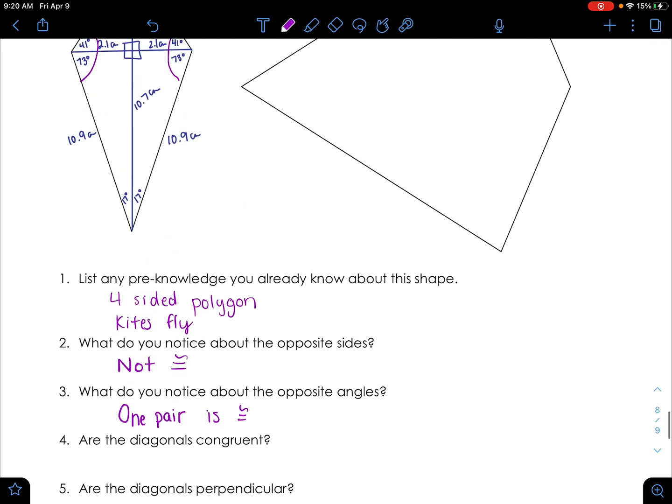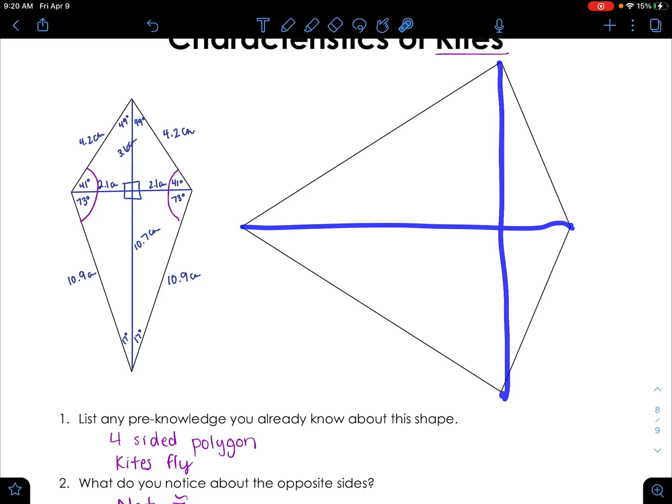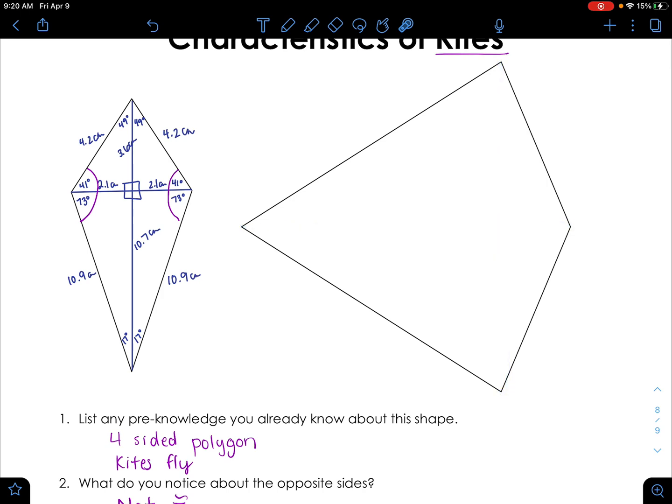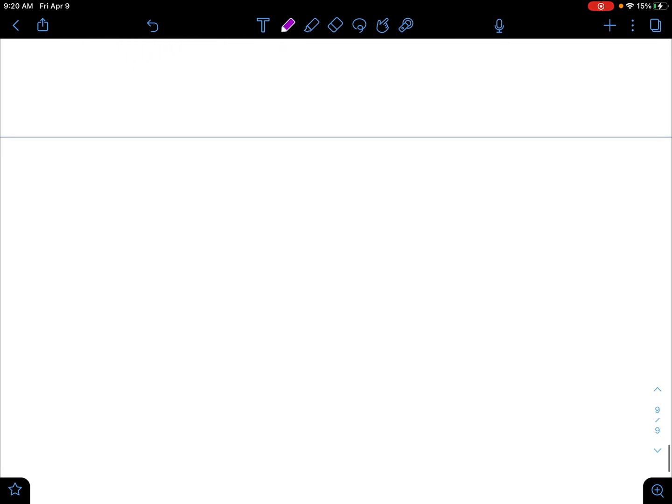is congruent. Are the diagonals congruent? Well, what are diagonals? This is a diagonal. This is a diagonal. All quadrilaterals have two diagonals. And so, are these diagonals congruent? Are they the same size and shape? Well, we can plainly see with our eyes, not even having to look at the measurements, that, yeah, this is shorter than that. So are the diagonals congruent? No, they are not. Are the diagonals perpendicular?